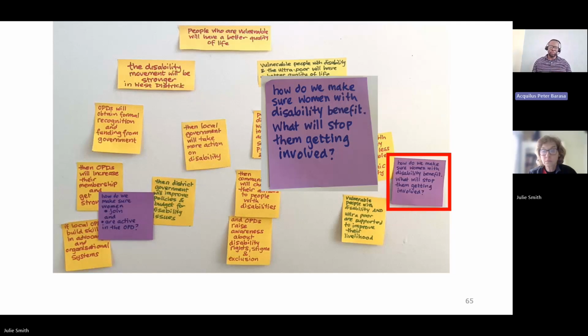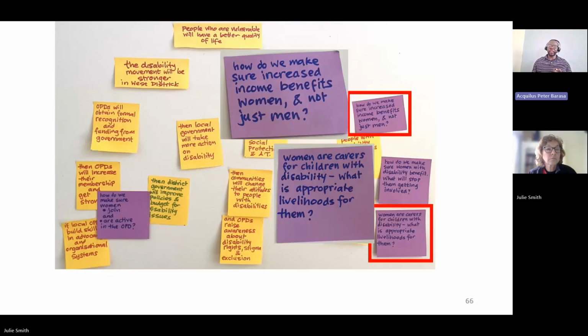The other thing is women are often carers for children with disability. So is the livelihood work that we are giving them appropriate for them as well? These are gender issues that we need to think about as we approach the project. If the project enables people to get increased income, how do we make sure that that benefits women and not just men?